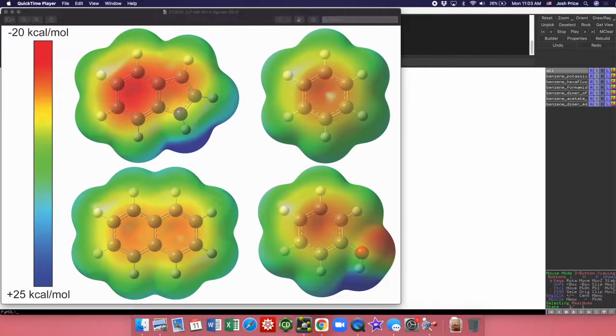So the energy of that attraction is shown in color, minus 20 kcals per mole in red up to plus 25 kcals per mole in blue. So a positive charge would be highly attracted to this red spot, but not attracted to this blue spot, whereas a negative charge might be attracted to this blue spot.